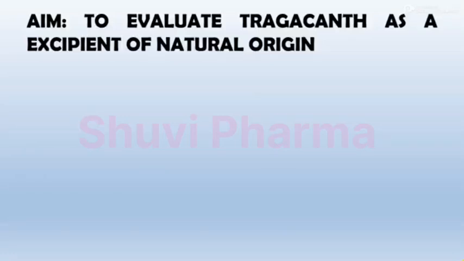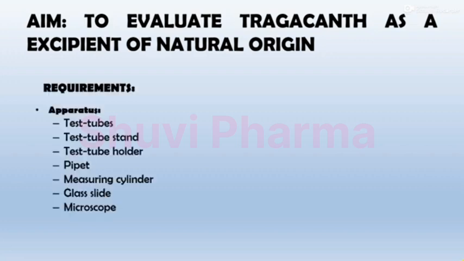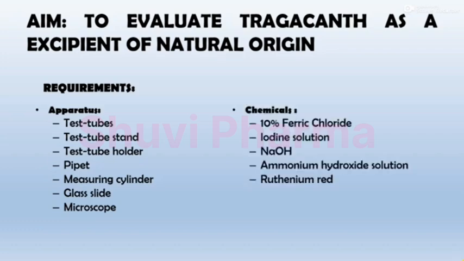Today we will evaluate tragacanth as an excipient of natural origin by performing the chemical test for tragacanth. So the requirements for the practical are: apparatus required are test tube stand, test tube holder, pipette, measuring cylinder, glass slide and microscope. Chemicals required are 10% ferric chloride, iodine solution, NaOH, ammonium hydroxide solution and ruthenium red.